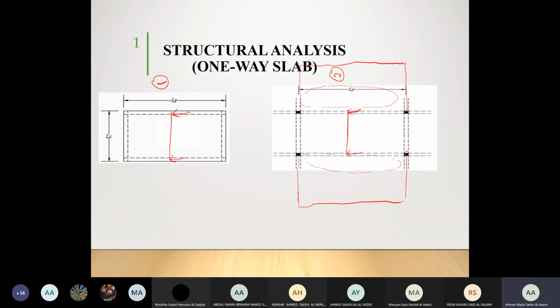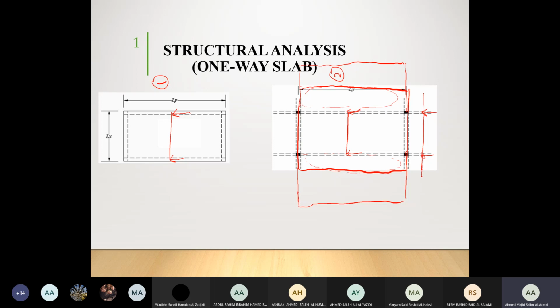If I want to draw the idealization for this area, then it's going to be a span here with the two supports, then a small extension, and then a small extension. Right?